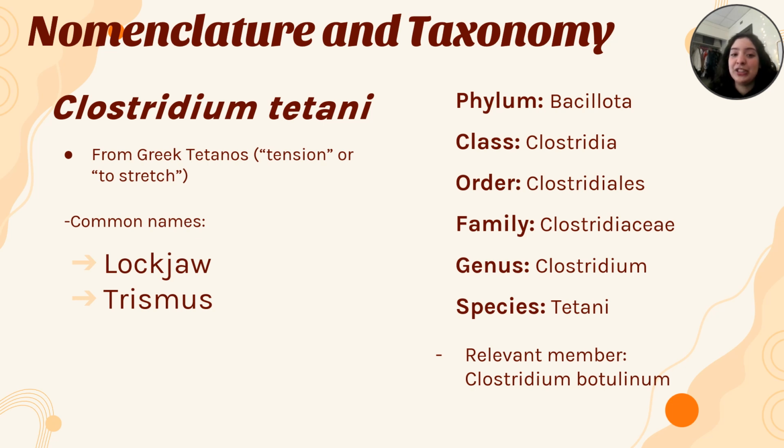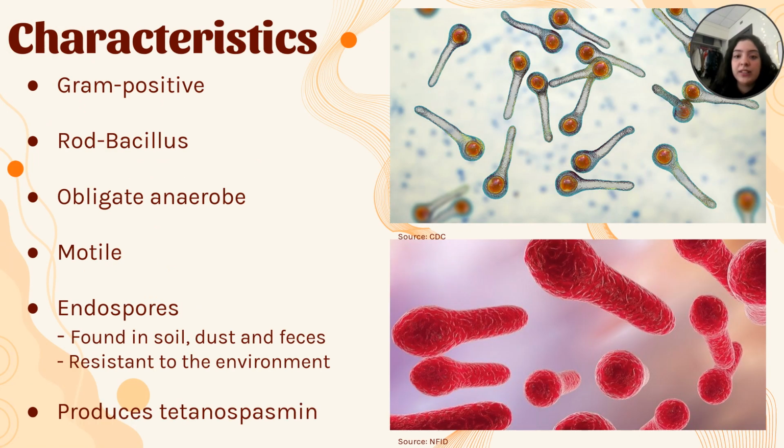I actually want to mention a relevant member, which is Clostridium botulinum, because it shares similarities with tetanus, especially in the production of neurotoxins. So the main characteristics of tetanus are that it's a gram-positive bacteria, its shape is rod bacillus, and it also has a very slender-like structure, as we can see in the first image.